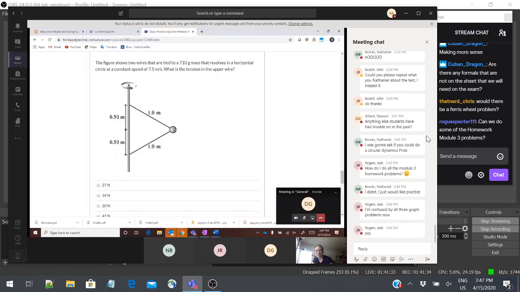You're confused by all three graph problems now. Okay. So the key for the graph problems is pretty much all of them. It's about the integral, the area under the curve. So tell me what you're getting for the area under the curve for, say, problem 1, while Nate stares at this problem for a little while.